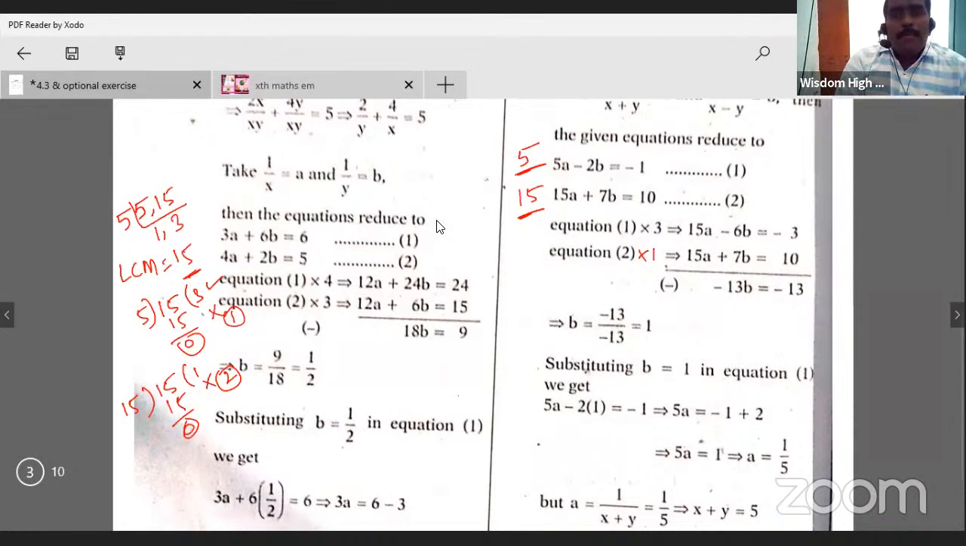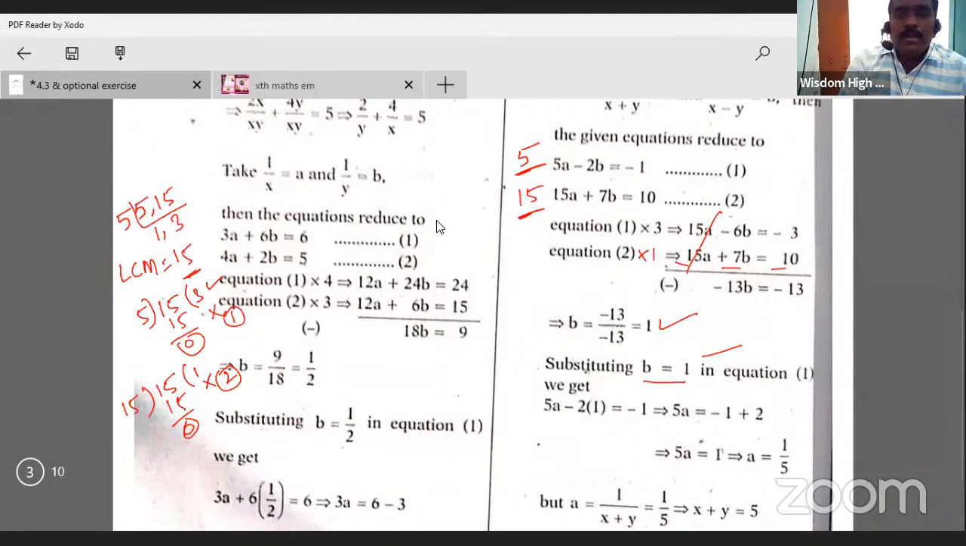So 3 fives are 15 a, 3 twos are 6, 3 times 1 is minus 3, right? Here 1 same will come. Here both have the same sign, so minus, minus, both cancelled. Minus 13 b is equal to minus 13, so b is equal to 1. Now you know well b is equal to 1.